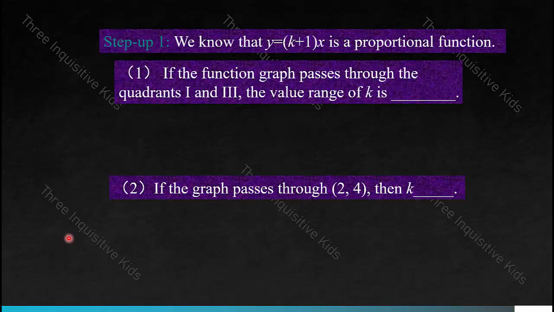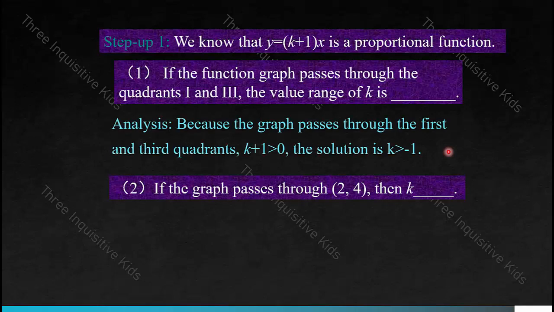Step up 1. We know that y is equal to (k plus 1)x is a proportional function. If the function graph passes through quadrants 1 and 3, the value range of k is blank. And if the graph passes through (2, 4), then k is equal to blank. This first one right here, you have to give an inequality. The second one here, you have to give a value, a number.